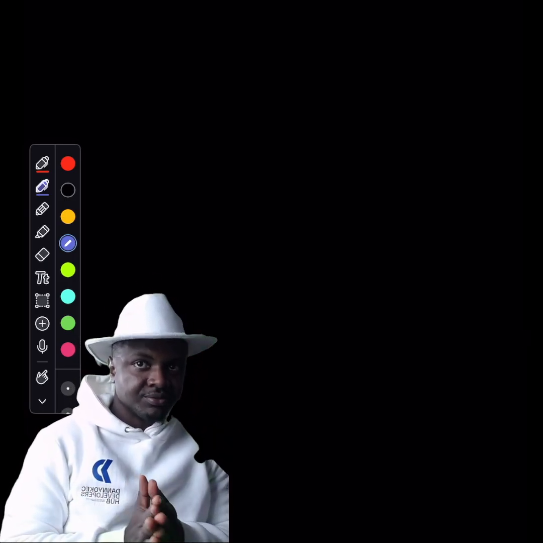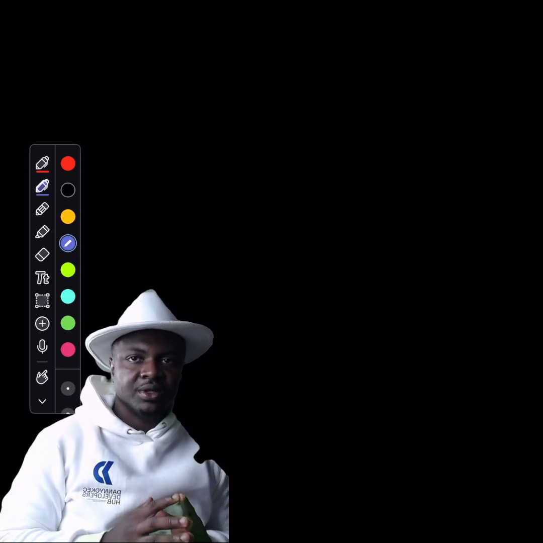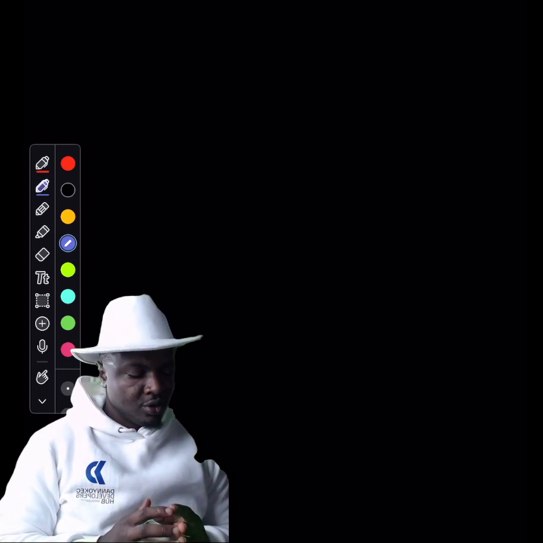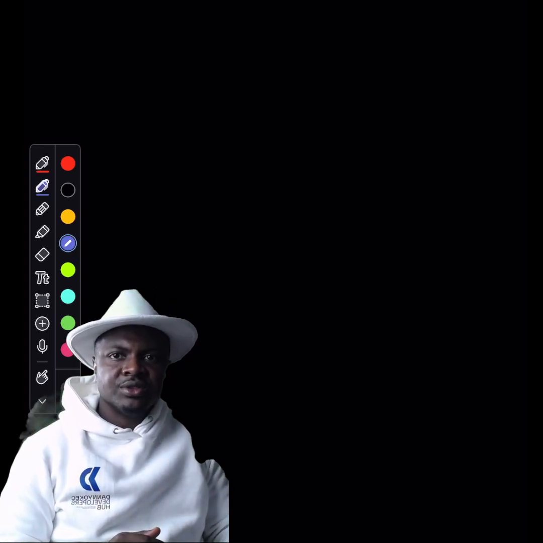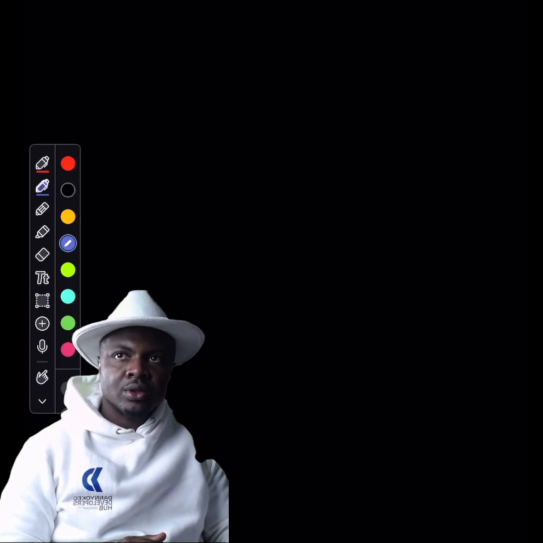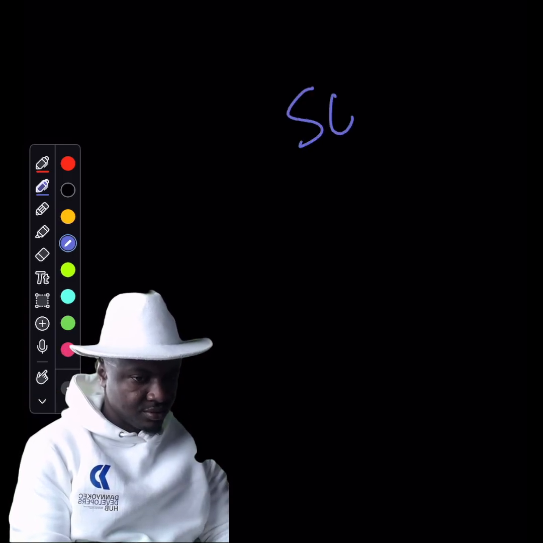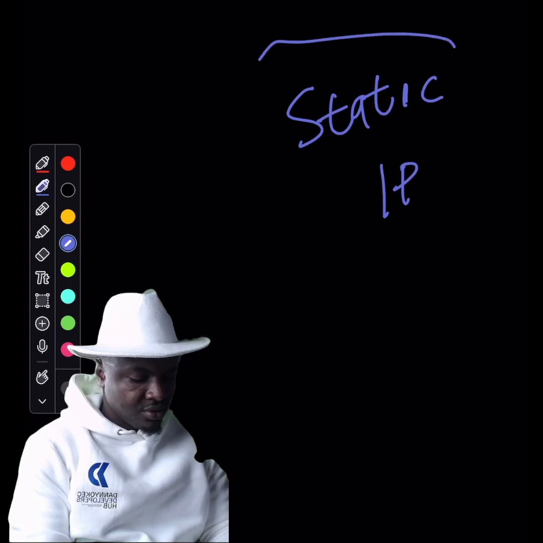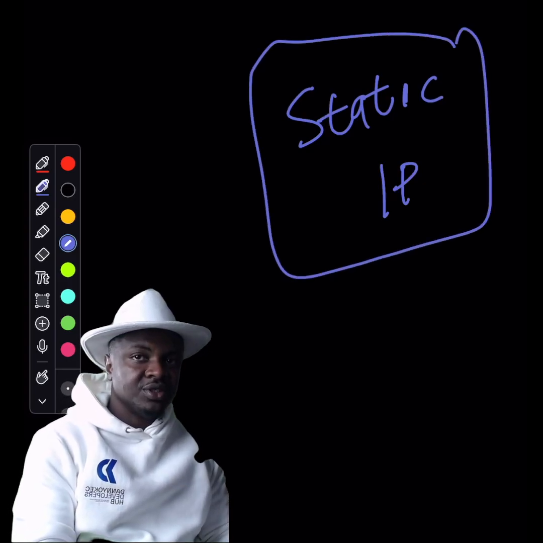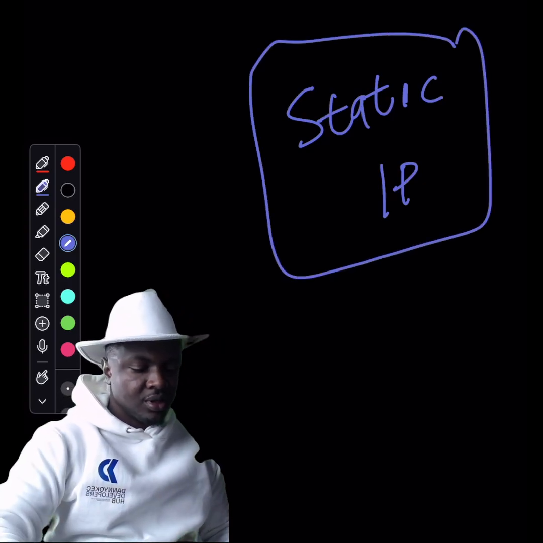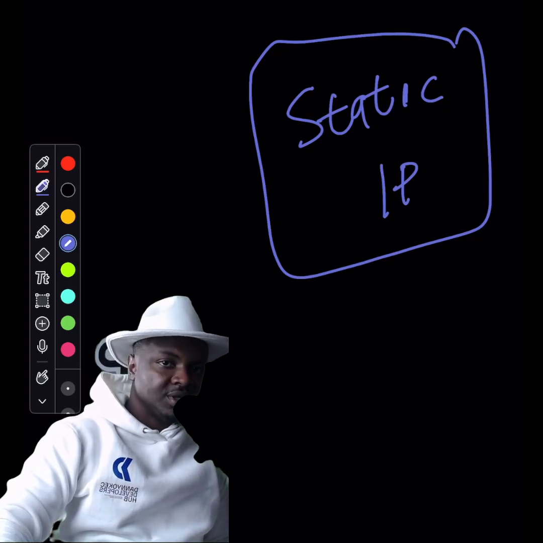Okay, now let's talk about the kind of proxies we have. We have the first one called static IP. Now, before I proceed into talking about static IP, I want you to first of all keep this in mind.